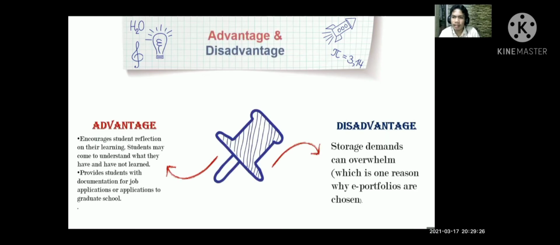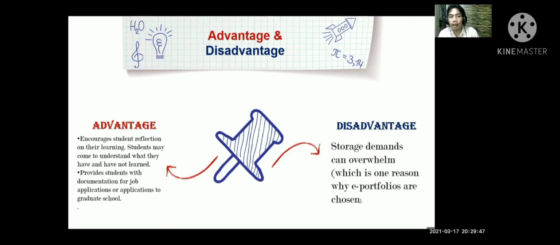And the next one is advantage pa rin, no? Sa advantage naman, encourages student reflection on their learning. Students may come to understand what they have and have not learned. Provide students with documentation for job application or application to graduate school. So, dalawang advantages na yun dito.